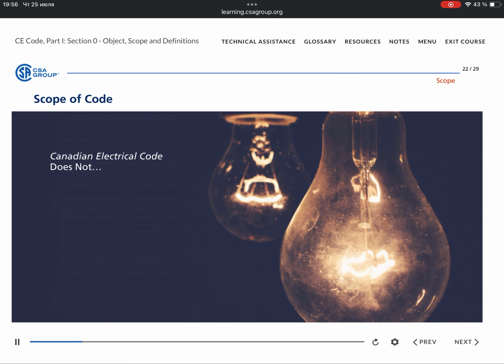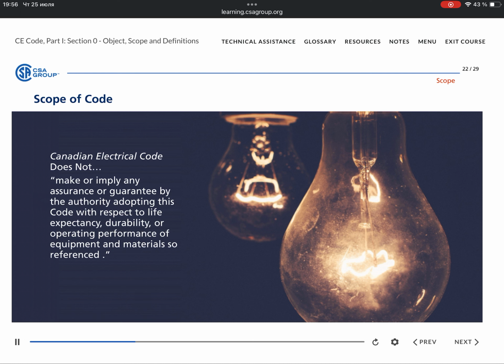Canadian Electrical Code does not make or imply any assurance or guarantee by the authority adopting this code with respect to life expectancy, durability, or operating performance of equipment and materials referenced herein.